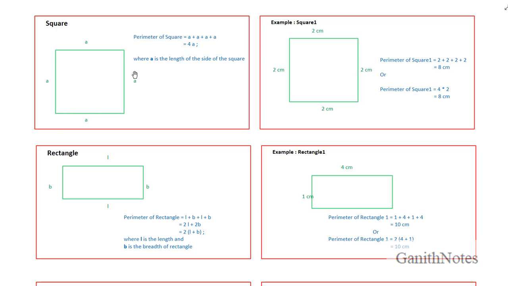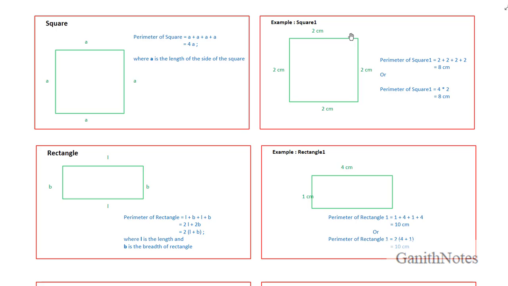A square has the length of all four sides equal. So if side 1 is of length a centimeters, then it would be the same for all of its sides. So all four sides will be of a centimeters. So how do we find out the perimeter? The perimeter of the square is nothing but you have to add up a plus a plus a plus a, which is equal to 4a, where a is the length of one side of a square.